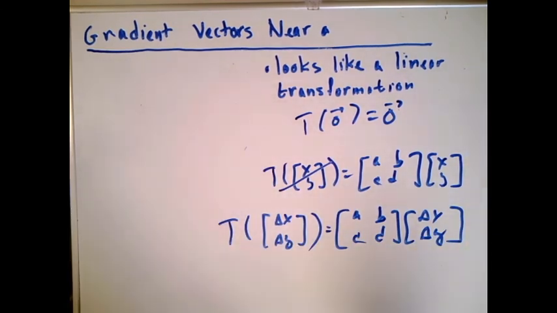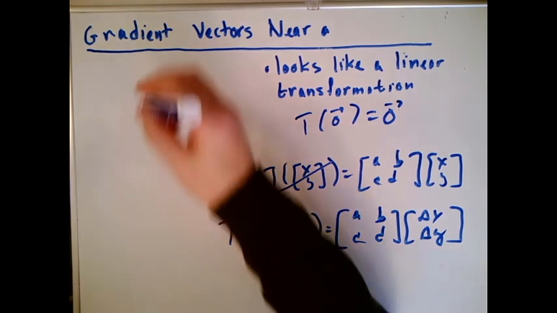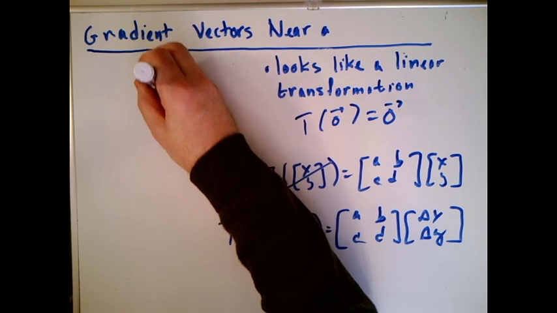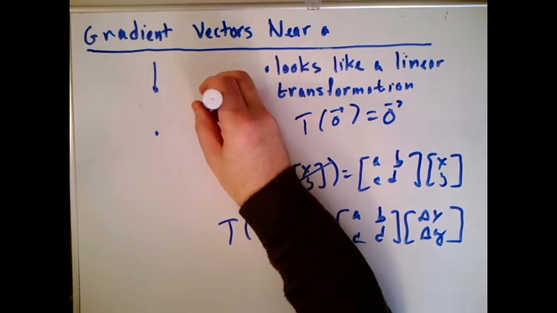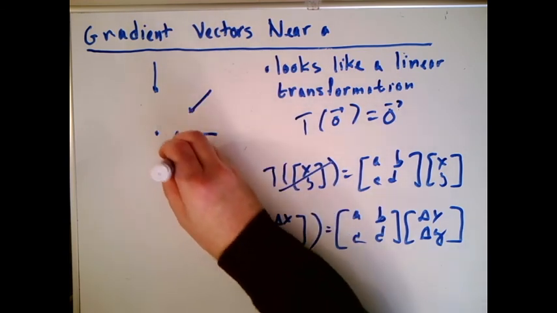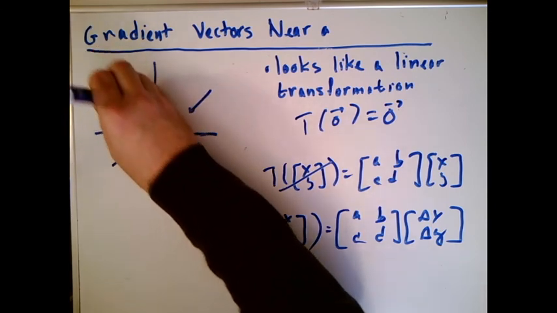Well, if we're near a maximum, it again looks like a linear transformation when we graph, but now I'm getting vectors that look like that, and vectors that look like this, and vectors that look like this, and this, and this, and this, and this, and this.